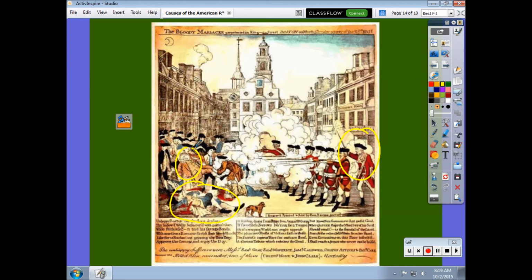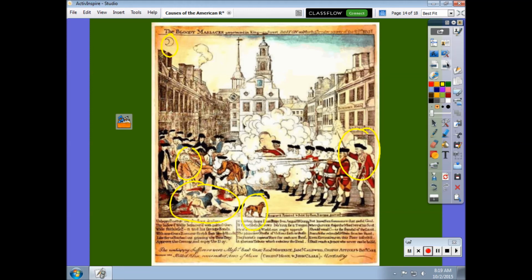Now, it looks kind of strange. There's a moon up here, and the reason is it happened in the evening. Of course, you can't make a picture at night because then the picture would be dark and you wouldn't be able to see it. So Paul Revere puts the moon up there in the corner for that reason. Notice something here, the dog's back. I don't know if it's the same dog.